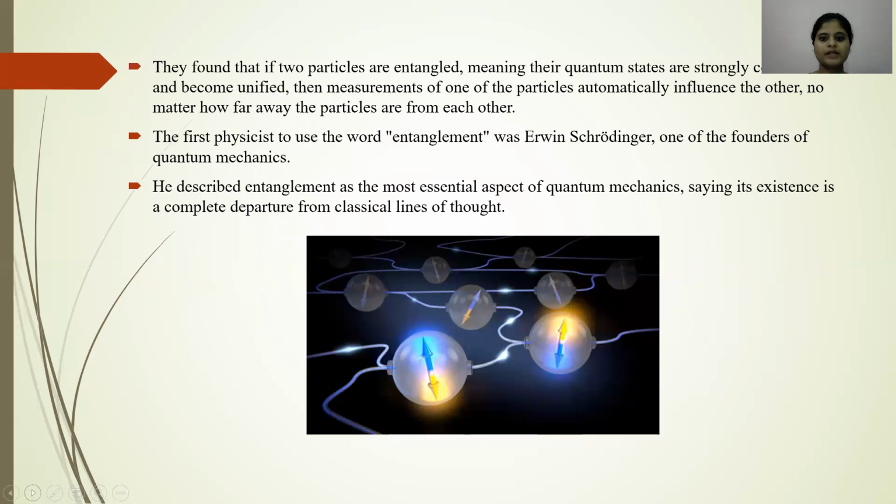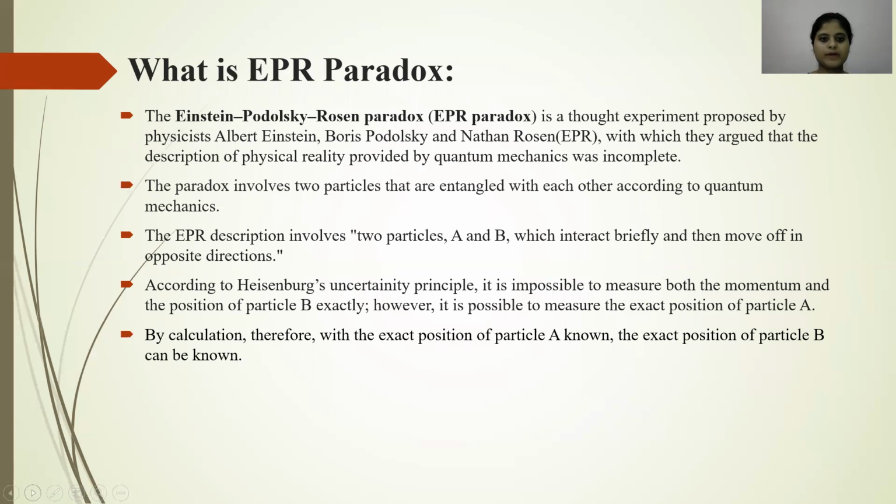They found that if two particles are entangled, meaning their quantum states are strongly coherent and become unified, then the measurements of one of these particles automatically influence the other, no matter how far away the particles are from each other. The first physicist to use the word entanglement was Erwin Schrödinger, one of the founders of quantum mechanics. He described entanglement as the most essential aspect of quantum mechanics, since its existence is a complete departure from classical lines of thought. What is the EPR paradox?